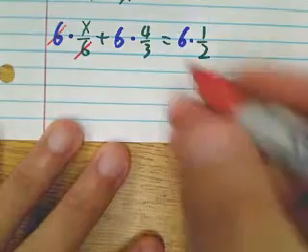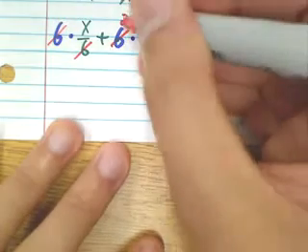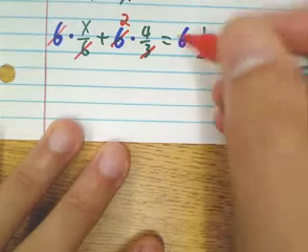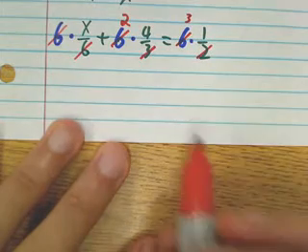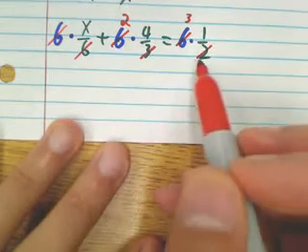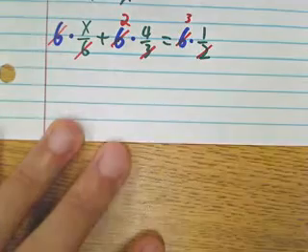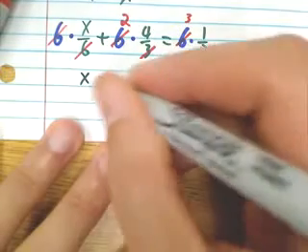The 6 and 6 just go away. 3 into 6, 3 goes into 6 2 times, so that'll become a 2. And 2 goes into 6 3 times, so that becomes a 3. And you can see all my denominators are nice and crossed off. They're gone. That's awesome. So what am I left with? I have x, because the 6 just went away. Whoops, that should be a plus sign.